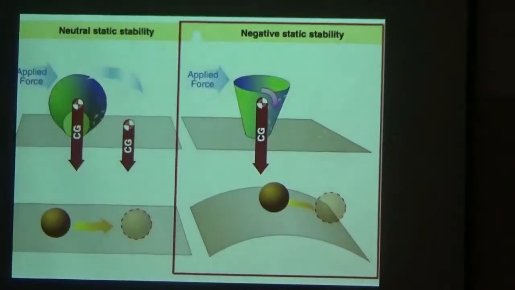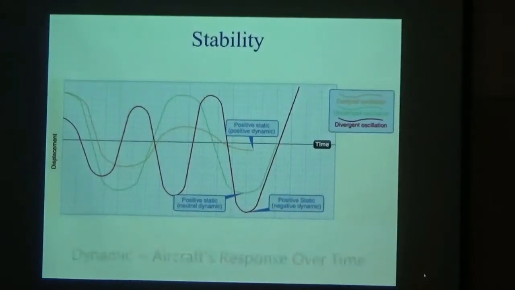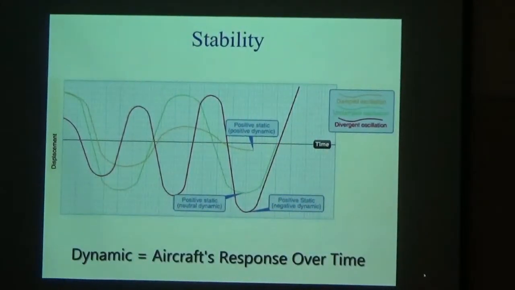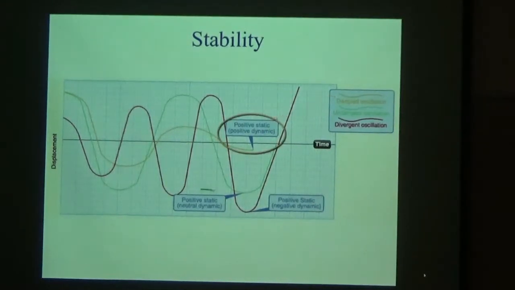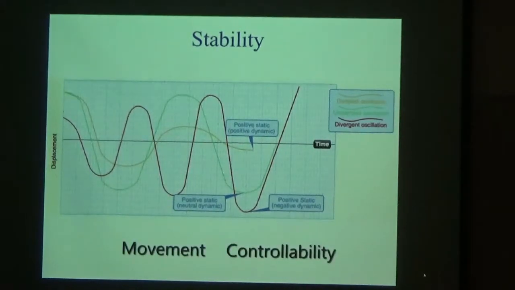Dynamic stability refers to the aircraft response over time after being disturbed from a given angle of attack, slip, or bank. This type of stability also has three subtypes: positive dynamic stability, neutral dynamic stability, and negative dynamic stability. These act in the same way as the static subtypes, but these subtypes explain the same relation over time as shown on the above graph. Stability in an aircraft affects two areas significantly: movement and controllability.